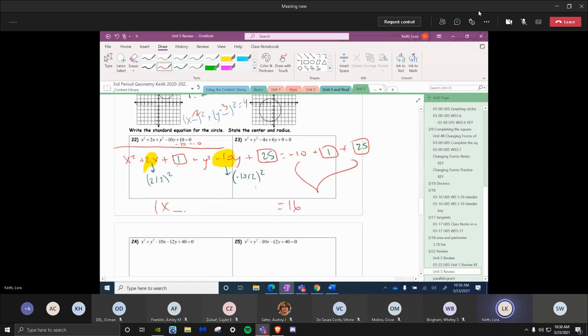So you get (x plus or minus something) squared plus (y plus or minus something) squared equals 16. So I take the number beside x and I divide that by 2. So 2 divided by 2 is 1. So positive 1 goes in this box. Then I take the number beside y and I divide that by 2. So negative 10 divided by 2 is negative 5. So you get that. And then what's my center?